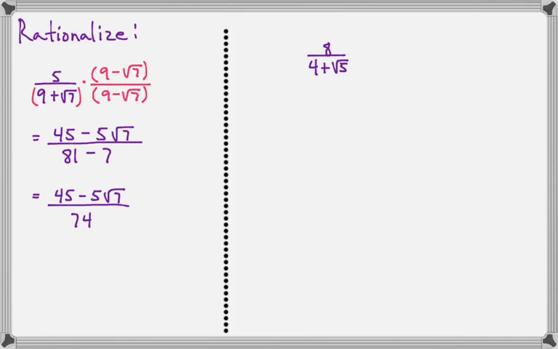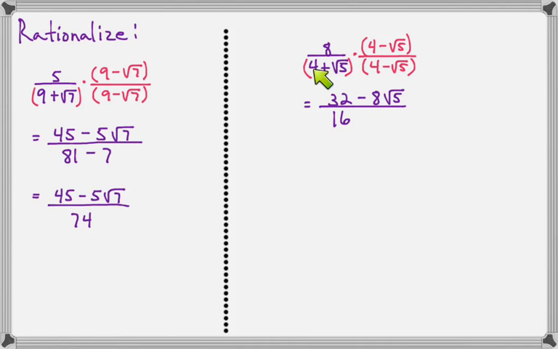Okay, another example, same type of problem. 8 over 4 plus square root of 5. So since our denominator has two terms, we will multiply the top and the bottom by the conjugate of that two-term denominator. So distributing the 8 here, 8 times 4 is 32, and 8 times square root of 5 is 8 square root of 5.